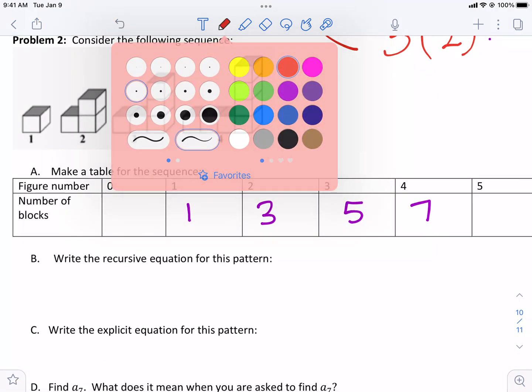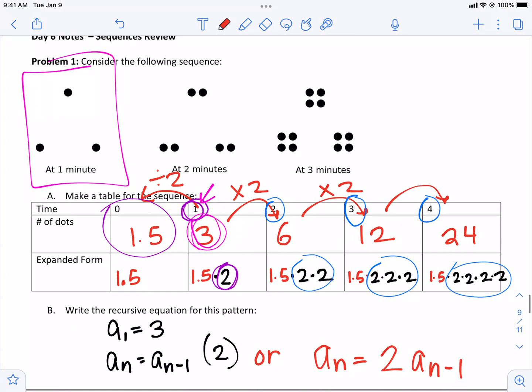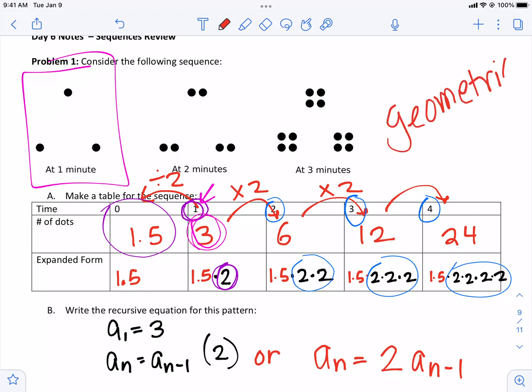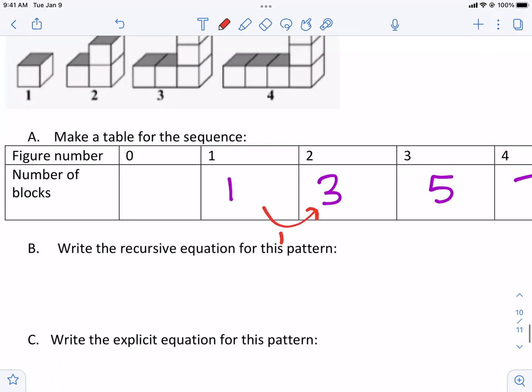So you might ask yourself, what type of sequence is this? I forgot to ask here, what type of sequence is this? In the dot sequence, if we're multiplying by 2, this would be geometric. So the common ratio would be 2. And right here, it looks like we're adding 2 every time. So this is arithmetic.